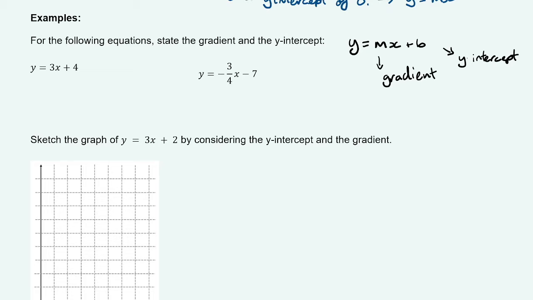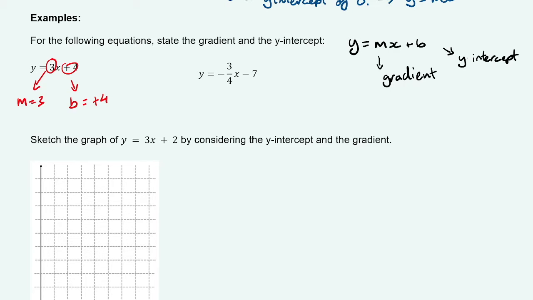So let's look at our first one. y equals 3x plus 4. Well, m equals 3. Whoops, I put in x instead of a 3. That was good. So m equals 3, and our b equals plus 4. So there's our gradient of 3 and our y-intercept of plus 4.